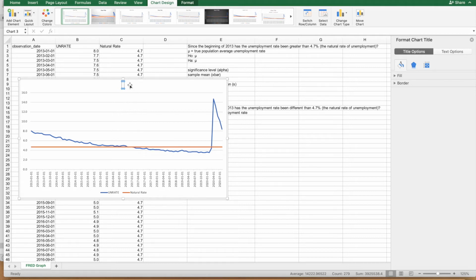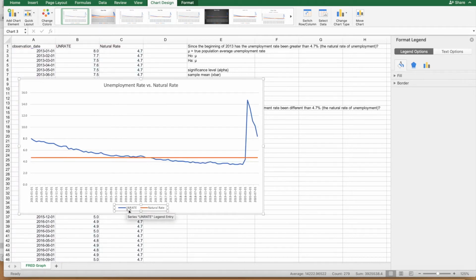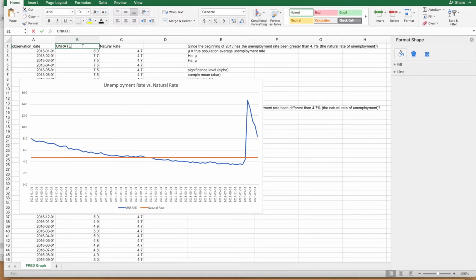So here we have unemployment rate versus natural. So unemployment rate versus natural rate. So that orange line is the natural rate of unemployment, which tells us here in the legend. And here we have the regular unemployment rate. I would probably want to go just thinking about like making nice charts.